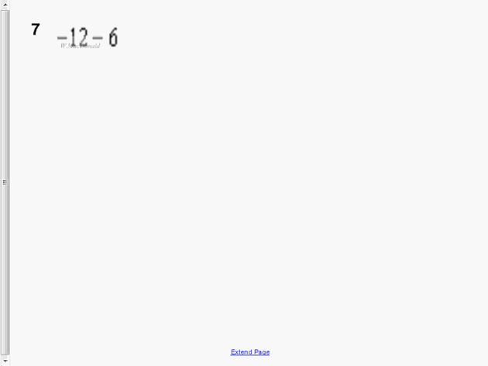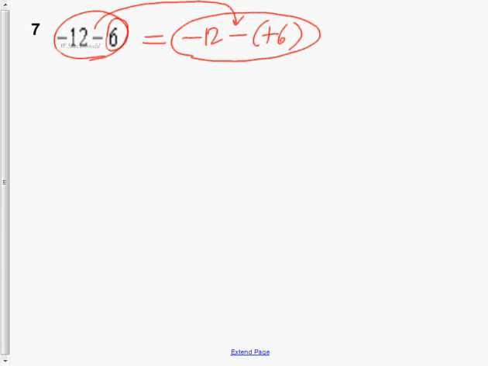Question 7. This is interesting, because this says 12 take away 6. Another way to think of this is negative 12 take away, don't forget, this is a positive 6. Because this is a subtraction sign, I'm going to put it down there, but that 6 is a positive 6. So this here and this here are the same thing.